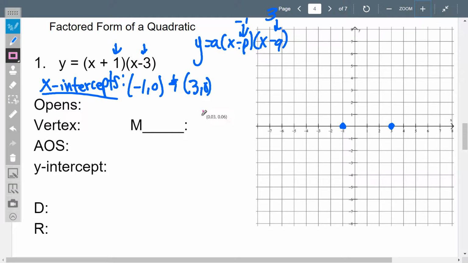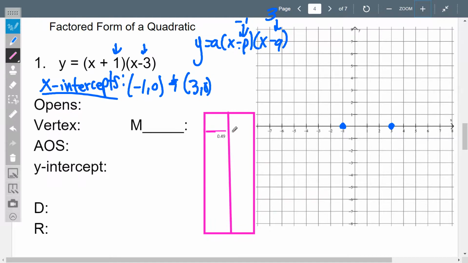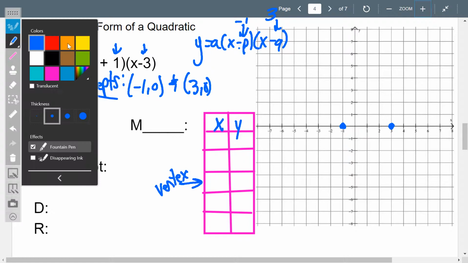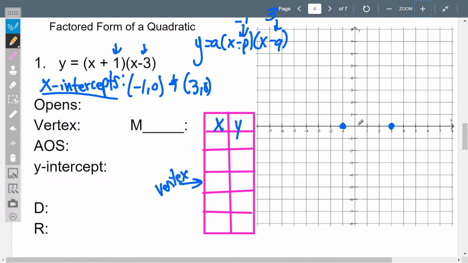Now, remember, anytime that we graph, we're trying to set up our table, and our table should have the vertex directly in the center. And every problem we do, we're looking for where that vertex is. And that's no different here. We can figure out the x-coordinate of the vertex based on the fact that this graph should be symmetrical. The axis of symmetry should be in between these 2 points, at the halfway point.